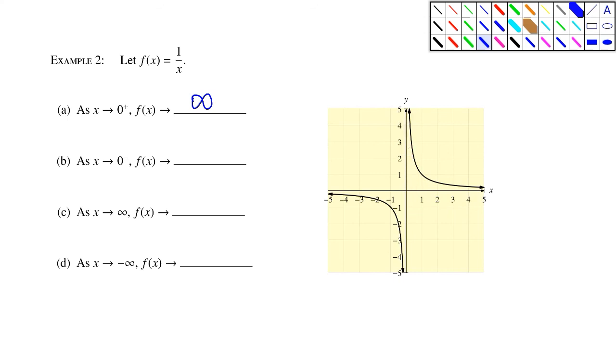Part B is the other side. As x approaches 0 from the left, what happens to the y values? What do the y values approach? Well, here you can see as the x's are approaching 0 from the left side, tracing along the graph, you see that the y values are going down, and they keep going down the closer and closer you get to x equals 0. So therefore, the y values are going to approach negative infinity.